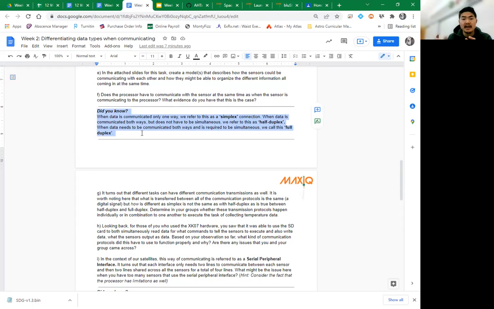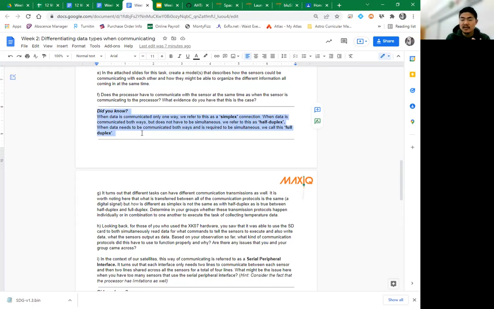When we have this idea that we speak in turn, I speak, you listen, and then you speak and I listen, this is what we refer to as half duplex. And then full duplex is this idea that I can speak while you listen and you can speak while I listen, and we can do that simultaneously at the same time. So that's the biggest difference between these three types of protocols.